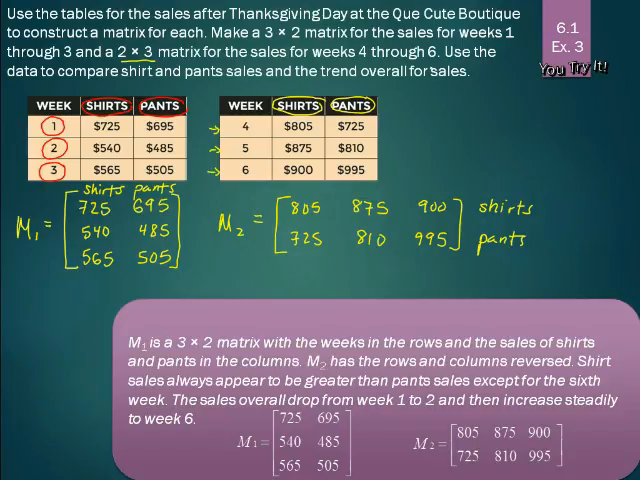M1 equals 725, 540, 565, 695, 485, 505. M2 equals 805, 725, 875, 810, 900, 995.